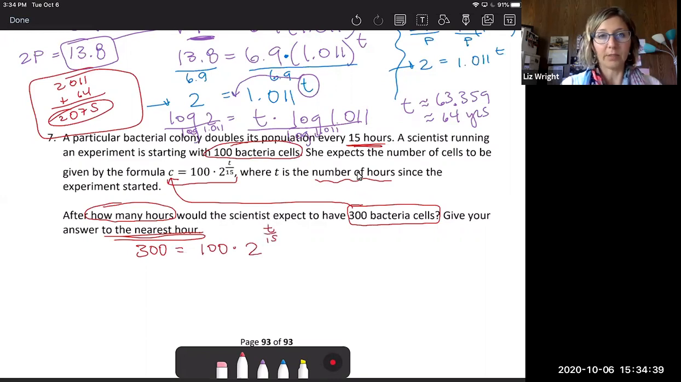You should pause the video and see if you can do this one on your own. We've done enough practice on this. I want you to pause it, try it out on your own, and then check your work.